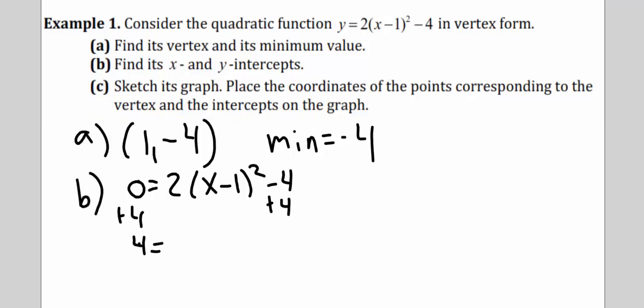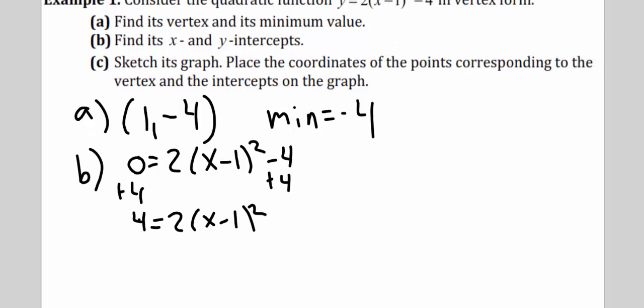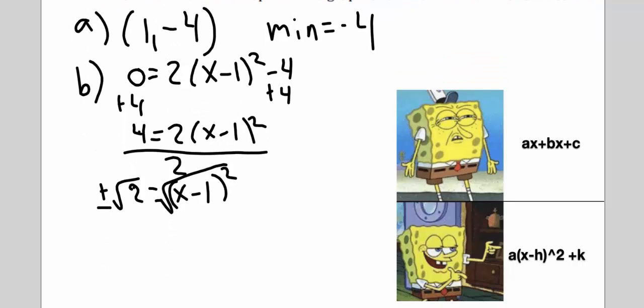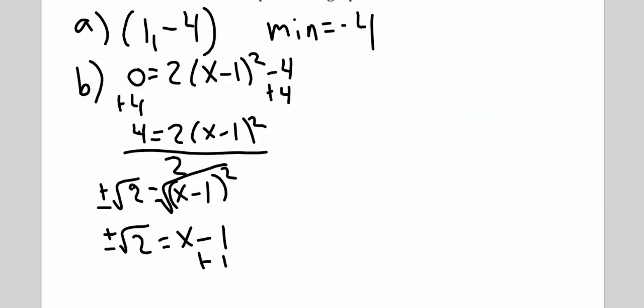So now we got 4 equals 2 times x minus 1 squared. And then divide everything by 2. So now I have 2 equals x minus 1 squared. So now you take the square root of both sides. Get rid of that square. Put my plus and minus in front of the 2. So that gives me positive and negative radical 2 is equal to x minus 1. So my last step is to add 1. So our x-intercepts are at 1 plus and minus radical 2.